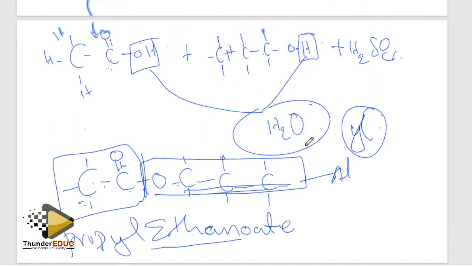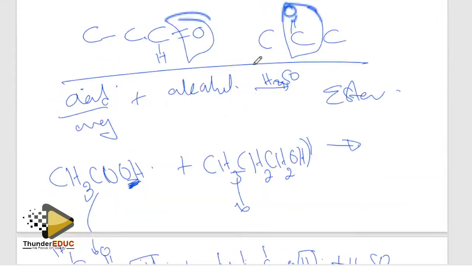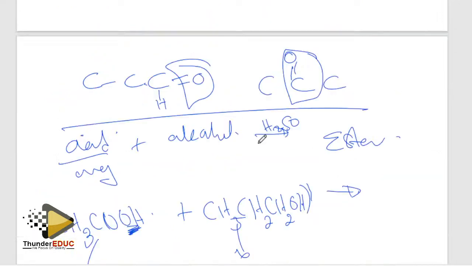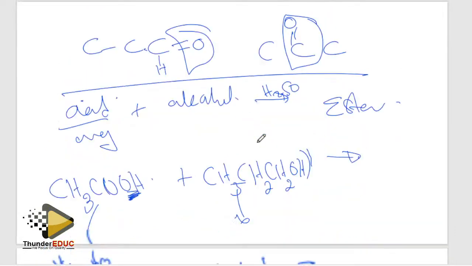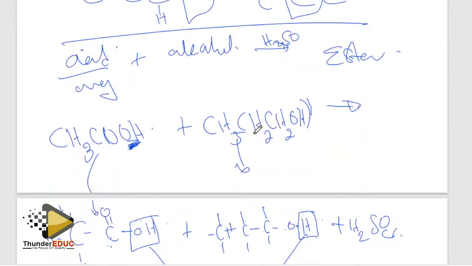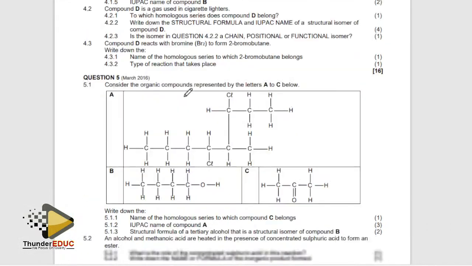Why do we use sulfuric acid? Sulfuric acid is acting as a catalyst. Yes, it's acting as a what? A catalyst in this process called esterification. We can call it esterification, we can call it condensation. Still the same thing. So guys, I think the 20 marks here, you have got them. Anything related to this, you will be able to answer.